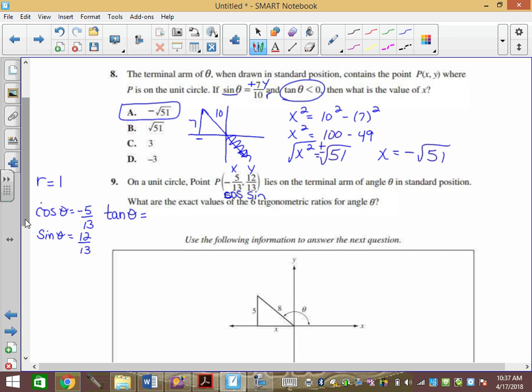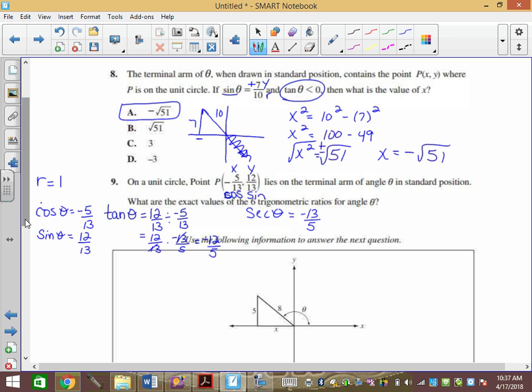So it's going to be tan, your x box. So 12 over 13 divided by negative 5 over 13, which is actually 12 over 13 times negative 13 over 5. Cancel. So it's negative 12 over 5. And the three others are really, really easy. Flip, flip, flip. Done. Secant theta is negative 13 over 5.